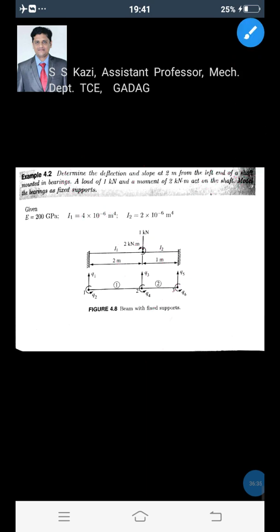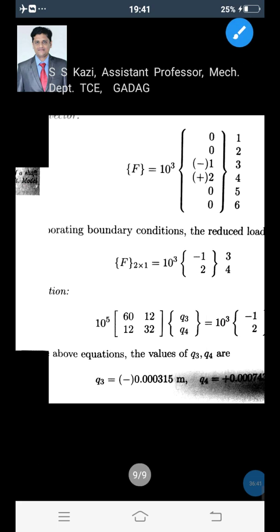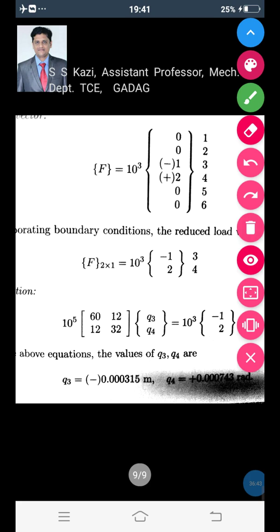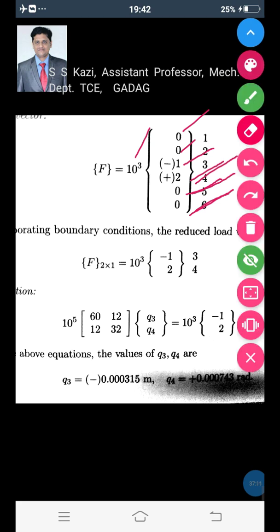Now once you generate the global load vector and write the global equilibrium equation, you can observe here that the first two components of forces are 0. F1 and M1 are 0, and for F2 and M2, the applied force is minus 1000, a downward force, and the moment is plus 2000, since an anti-clockwise couple is taken as positive, 2000 Newton meter. And 5 and 6, that is F3 and M3, the applied force and moment at node 3, are 0, 0 as given.